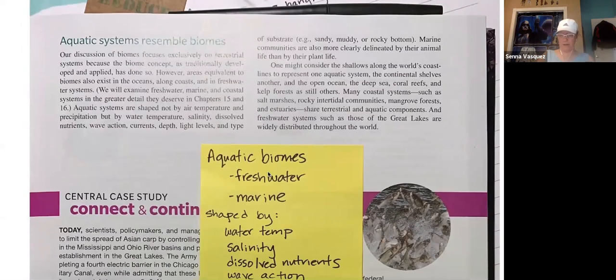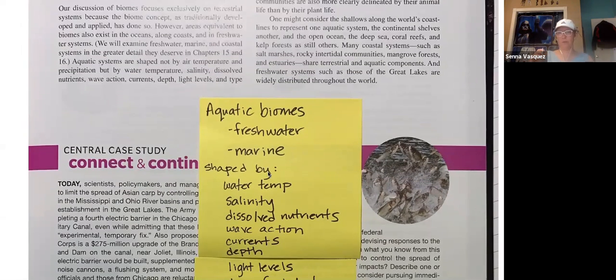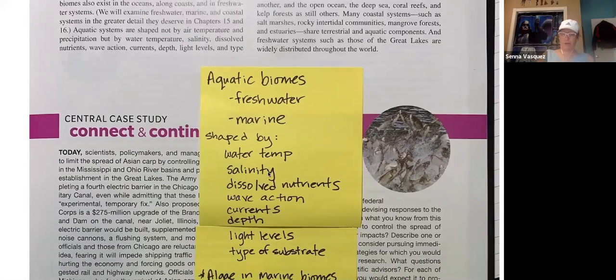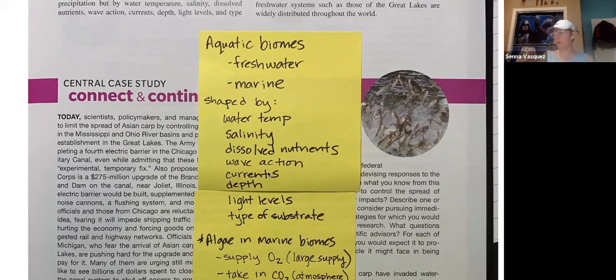These are aquatic biomes. So there's only 2 chapters on aquatic biomes. So aquatic biomes really are consistent of freshwater and marine. Freshwater, by the way, are lakes, rivers, streams, ponds. And then the marine biome consists of, let's see, oceans, of course, coral reefs, marshlands, and estuaries.